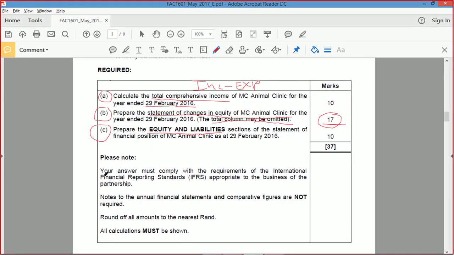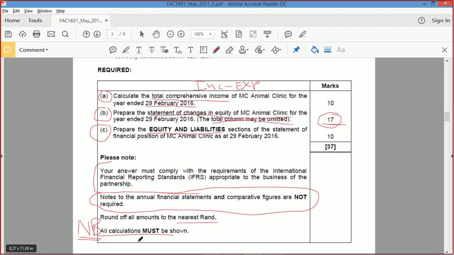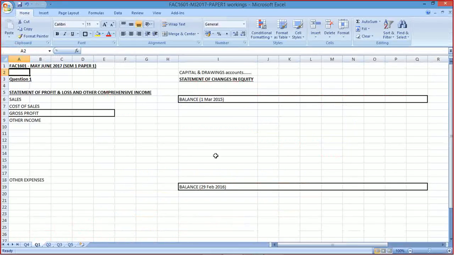Okay, so now you've drawn that up. You know the answer must comply with IFRS. You know there's going to be notes that could be asked for but weren't asked for here. They said notes to the financial statements and comparatives were not required. They want you to round off to the nearest rand, and they want you to show all calculations. And that's important. You can't not show a calculation if they're asking you to show it, because chances are you're probably going to get marks for it. So you rather show it somewhere on your working.